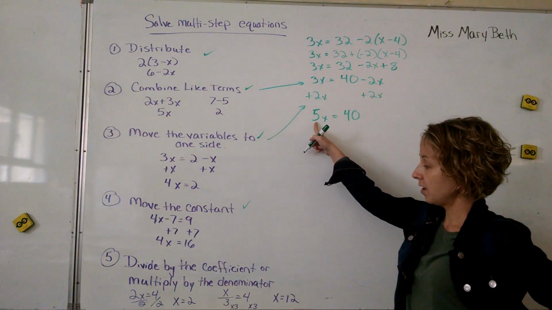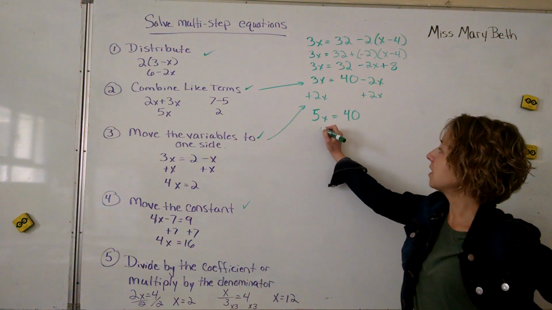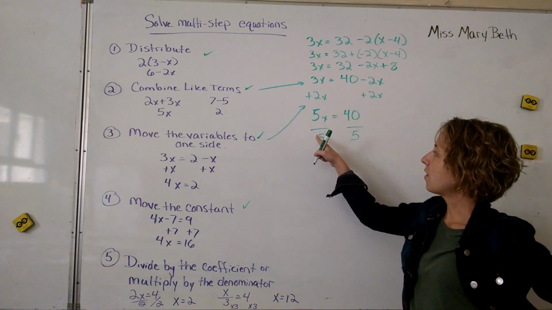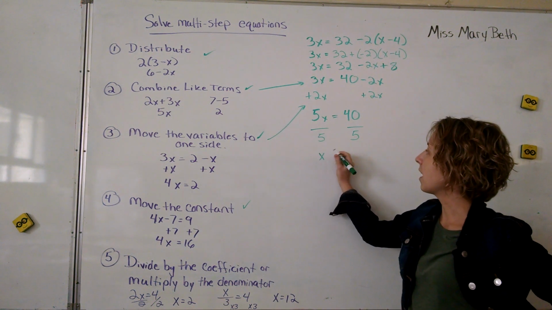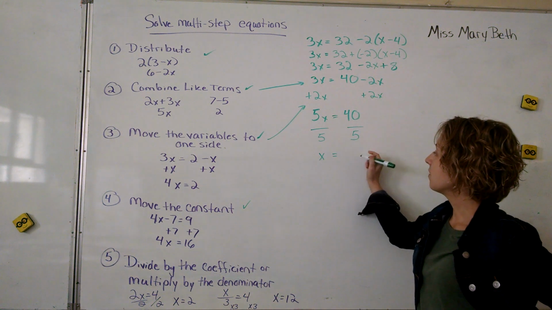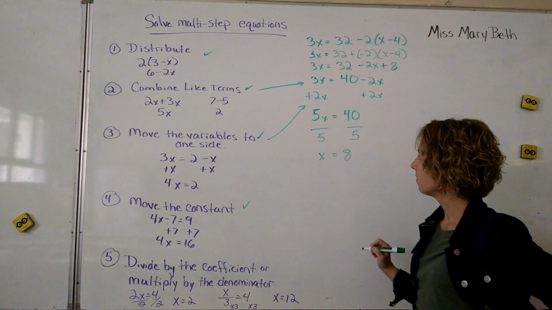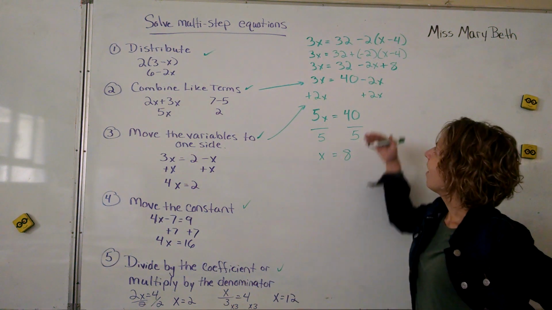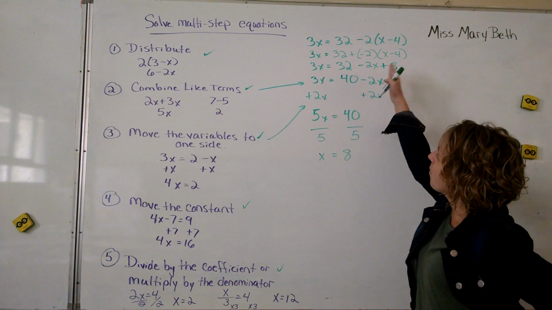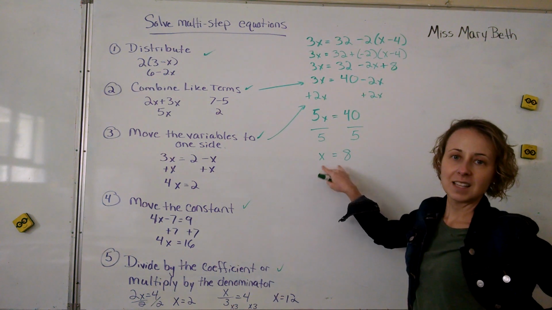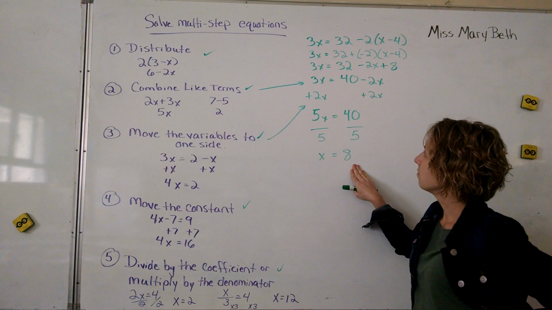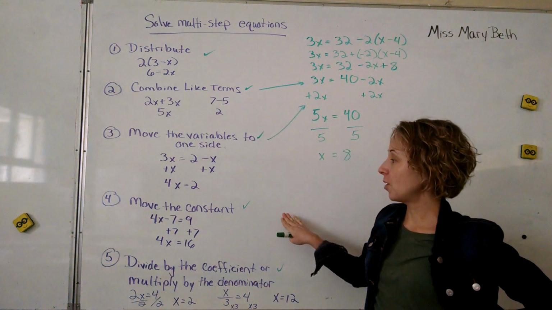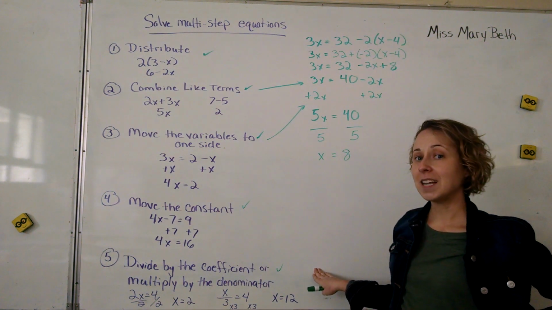My coefficient is 5. So I want to divide by 5 on both sides. Divide by 5, divide by 5. 5 divided by 5 cancels out, leaving me with x equals 40 divided by 5, which is 8. Finish that step, and I'm done. I have simplified my problem all the way down to see that a letter equals a number. Perfect. These are the steps you want to check for as you solve multi-step equations to help make sure that you're going to get the best answer.